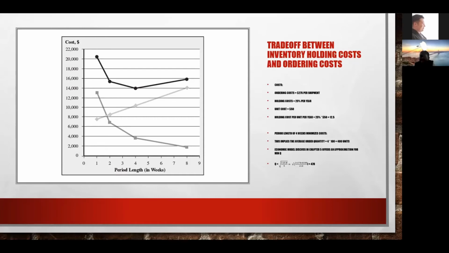The economic order quantity model discussed in chapter 5 in our class offers an approximation for the minimum cost, which is the square root of 2 times K times D over H. Next slide, please.